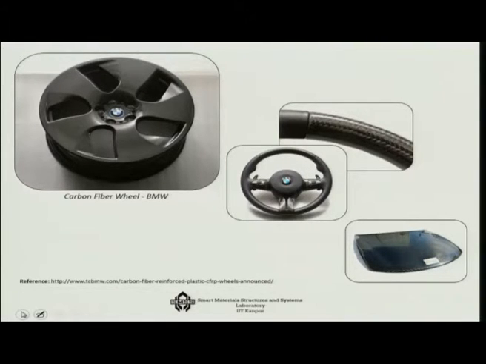These are various applications of carbon fiber composites. As you can see, this is a BMW carbon fiber wheel. This is the steering wheel of carbon fiber, and then there are special seats, etc. So there are many applications of carbon fiber.